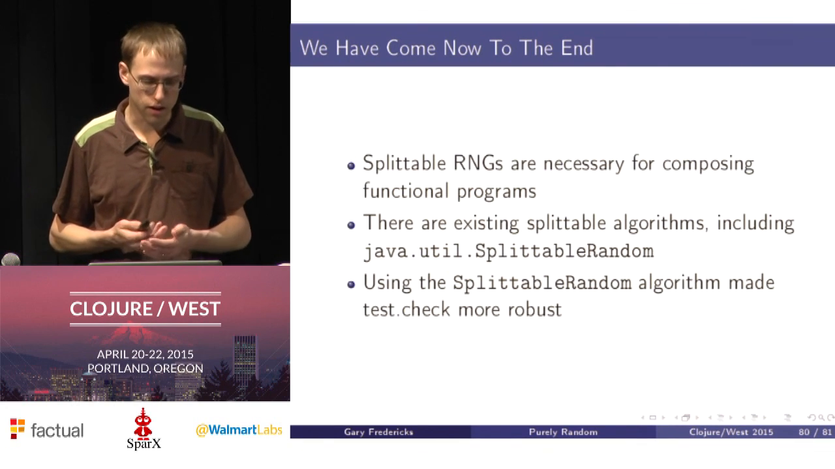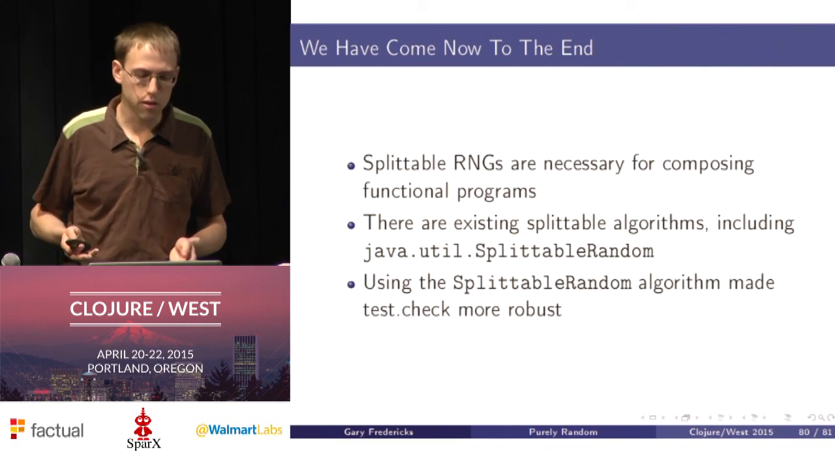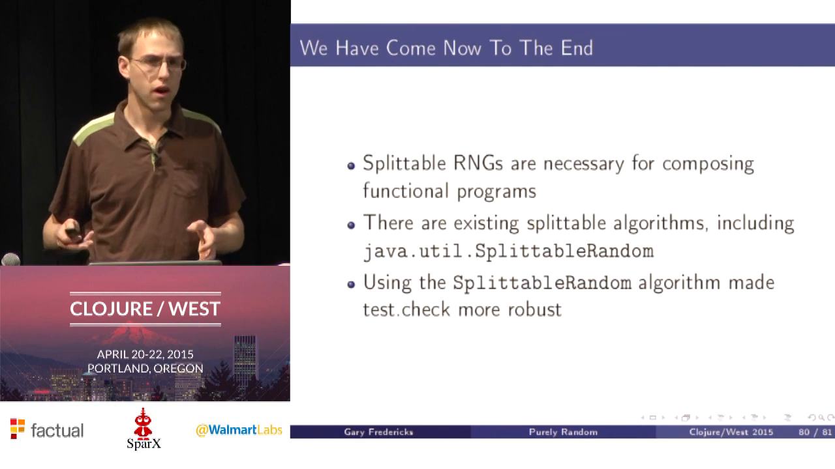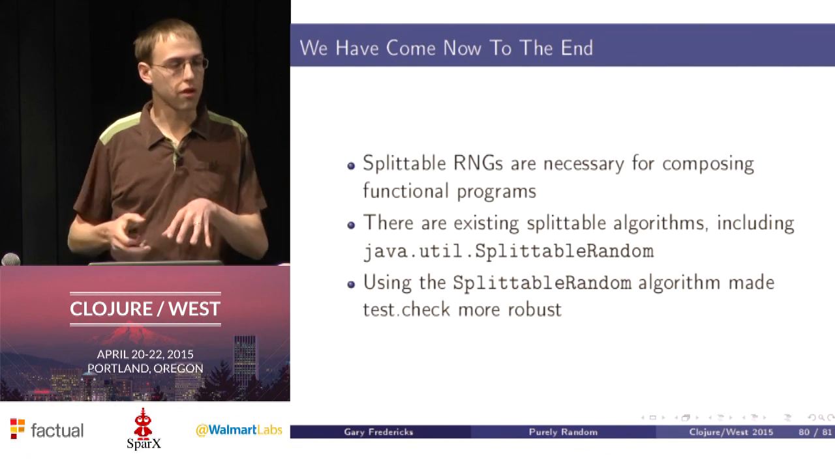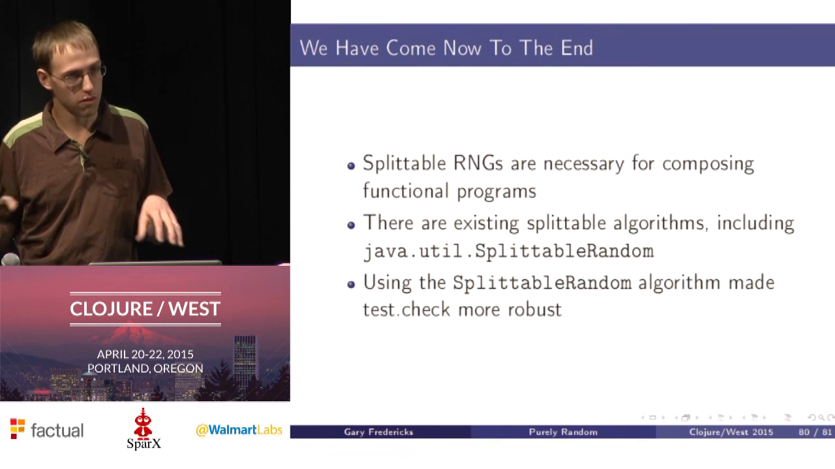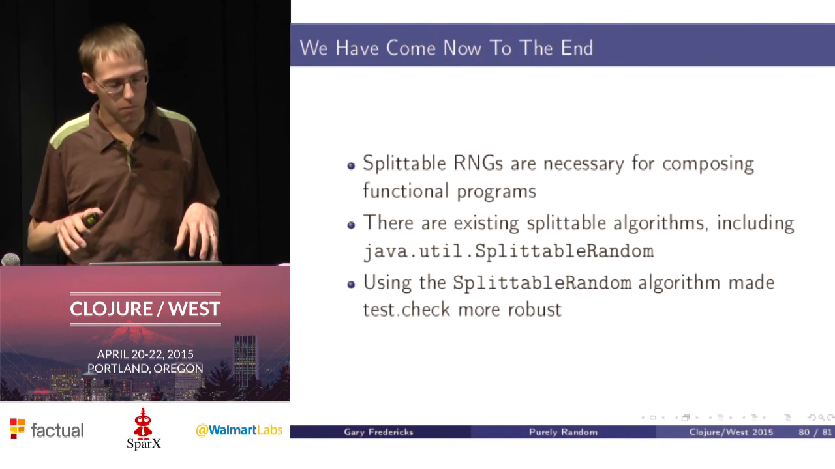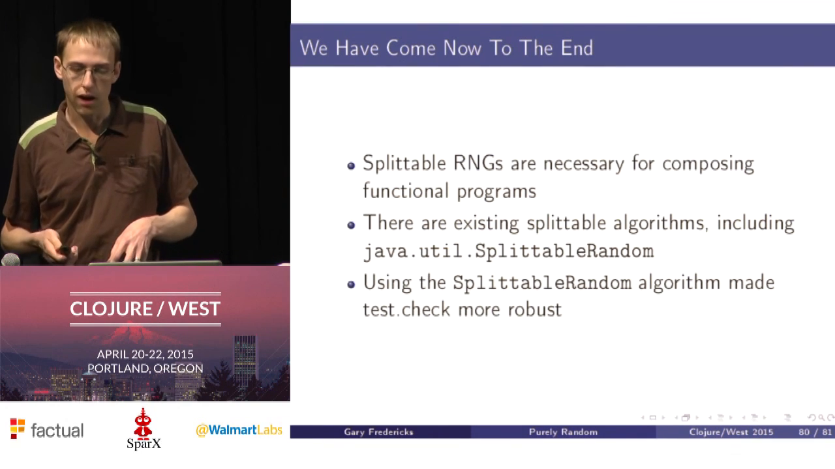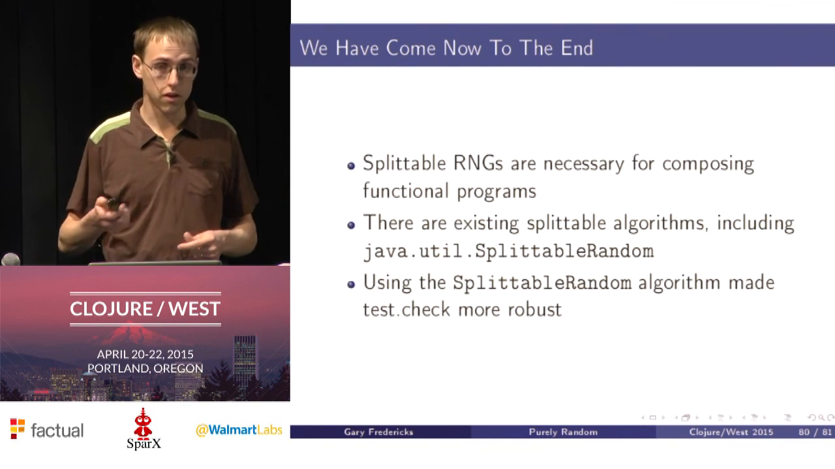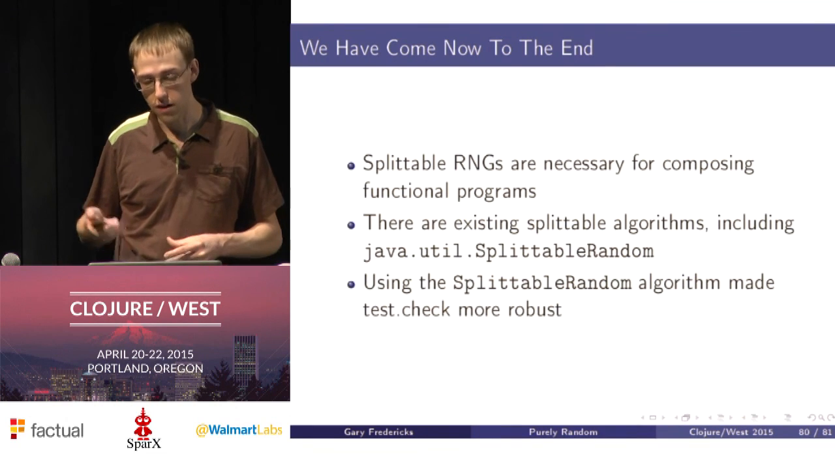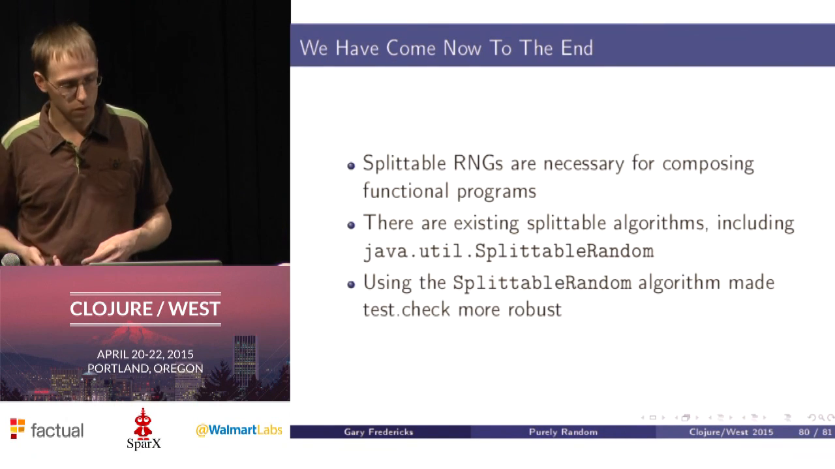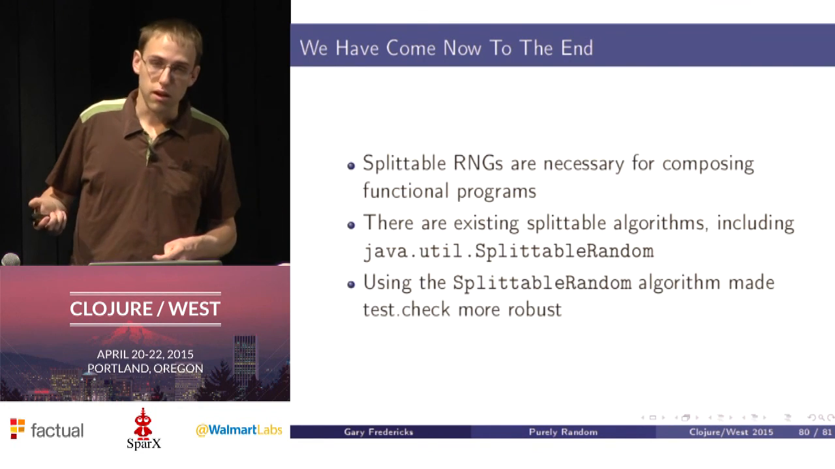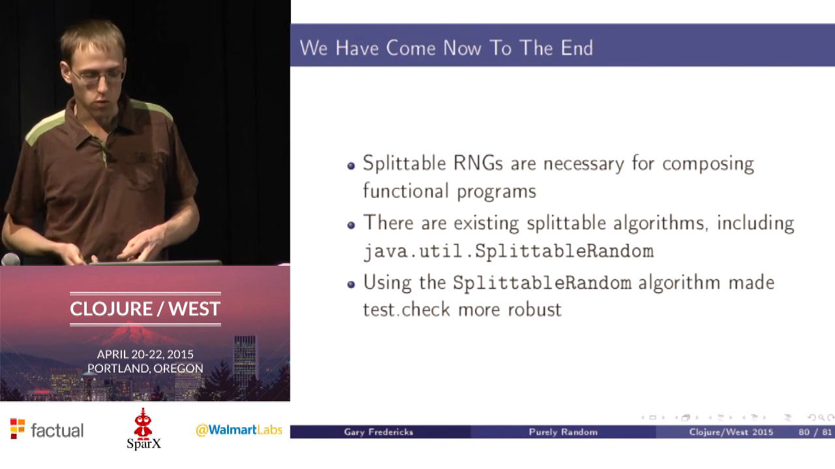So this is my last slide. Summarizing what we've talked about, splittable random number generators are crucial for composing functional programs that rely on pseudorandomness and want to be deterministic. There are existing algorithms for this. Even on the JVM, there's a mutable version that we converted to an immutable version. And doing that made TestCheck a more robust library.